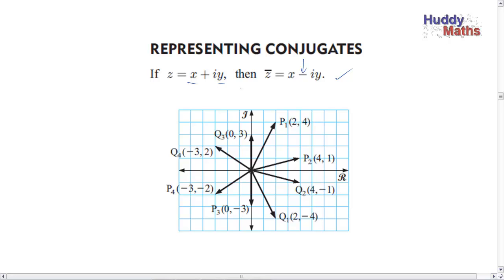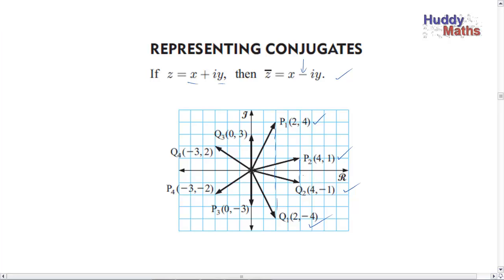Okay, so what do you know? Well, let's have a look at this diagram. Well, to start with P1, I guess we should start with P1. So P1 is 2 plus 4i, and its conjugate would be 2 take 4i. Okay, P2, 4 plus 1i, its conjugate would be 4 take 1i. You're seeing a pattern here. Have a look at the pattern. Have a look at where they are on the plane. I'm drawing that line in to give you a hint.